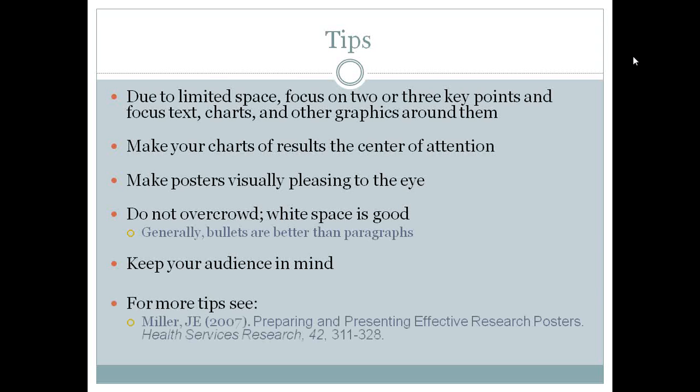And for other tips on scientific research posters, this was a really great article that I found that I read a while ago. If you Google the title of this, Preparing and Presenting Effective Research Posters, you'll be able to get the full text article. I thought it was very helpful, so hopefully you will too.